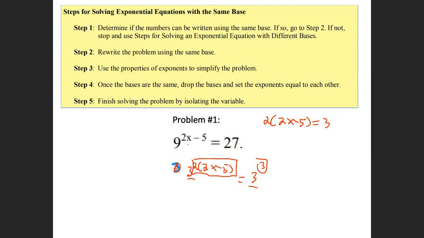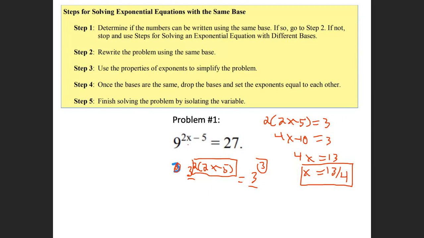So if I work this out, I get 4x minus 10 is equal to 3. Bring the 10 over. So 4x equals 13. X equals 13 over 4. So that's one way of doing it. Now, most times, you cannot get the bases to be the same. Okay? And then we have to do a different way.